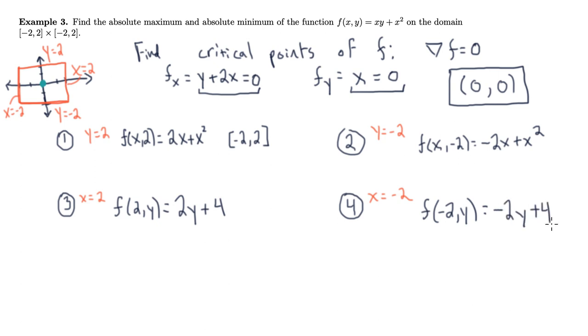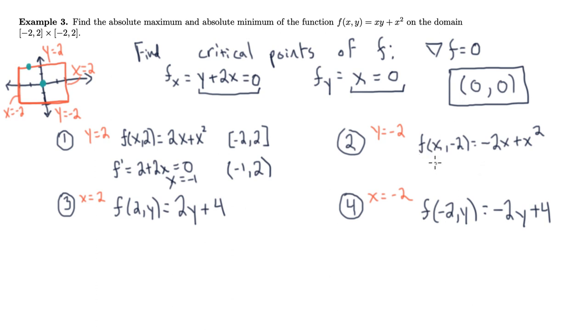And so now I'm looking for the critical points of these functions. So I want to take the derivative. Here, f prime is going to be 2 plus 2x, and I want to set that equal to 0. Well, that's going to happen when x is -1. So I get another critical point of (-1, 2), and that actually is in our domain. So (-1, 2). It's up here. It's another point we need to check.